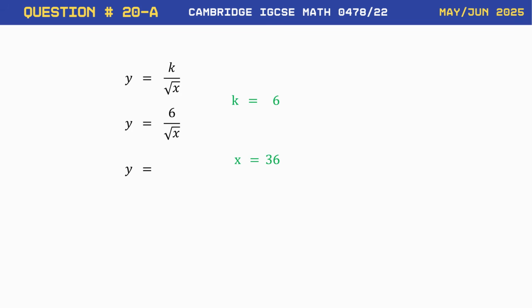We are asked to find the value of y when x equals 36. So, y equals 6 over square root 36. As square root 36 equals 6, y equals 6 over 6. Therefore, y equals 1. Hence, the value of y when x equals 36 is 1, which is the answer.